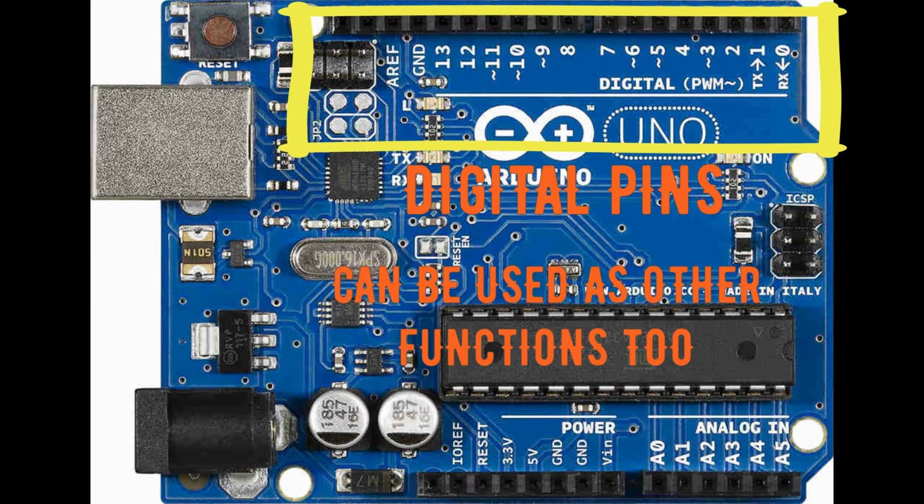For example, pins 0 and 1 are used for serial communication. That's why they are written RX receiver, TX transmitter. The TX pin transmits the data. It's the output pin to the other devices, while RX is an input pin. It takes the data from other devices to the current microcontroller.